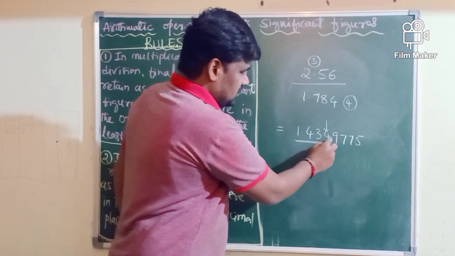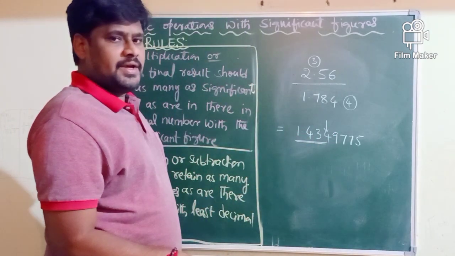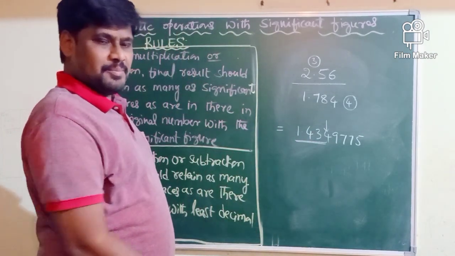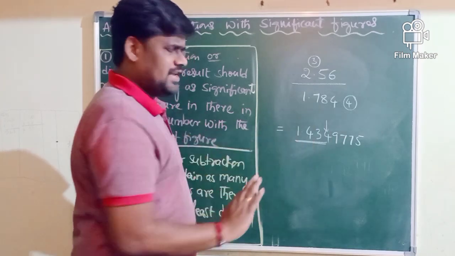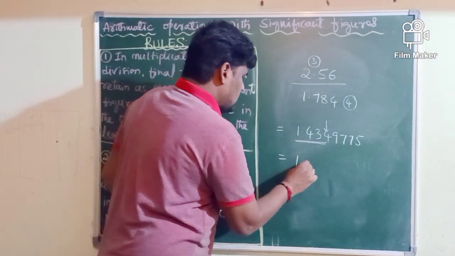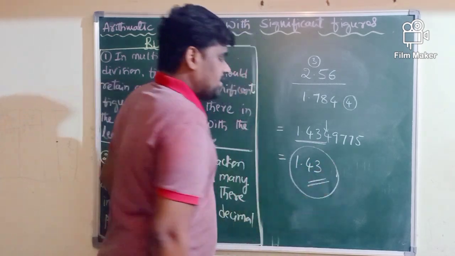But here the digit to be dropped is 4, which is less than 5. Therefore I can drop 4 without altering the preceding digit. I can write it without any change to the preceding digit. Therefore, what is the final result now? 1.43. How many significant figures do I have in the final result?